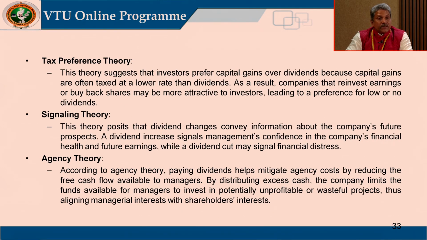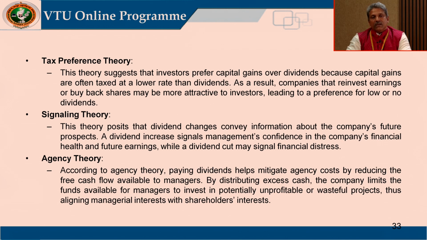Next is tax preference theory. This theory suggests that investors prefer capital gains over dividends because capital gains are often taxed at a lower rate than the tax on dividend. So, on the consideration of tax, shareholders prefer capital gain rather than getting dividend.